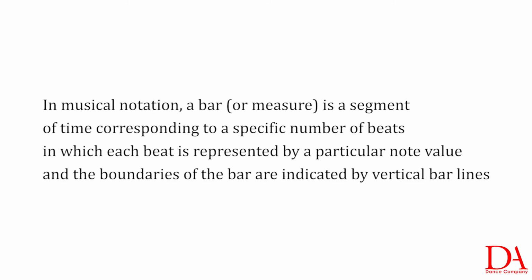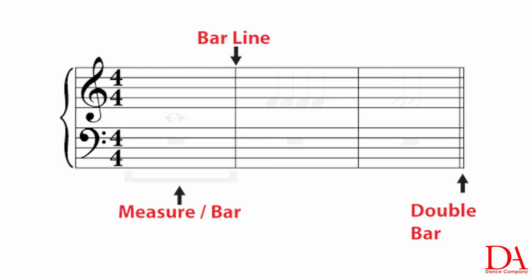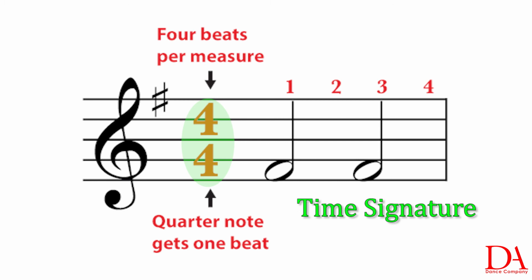Now let's get to bars or measures. In musical notation, a bar or measure is a segment of time corresponding to a specific number of beats, in which each beat is represented by a particular note value and the boundaries of the bar are indicated by vertical bar lines. What this means is that the bar or the measure is telling us how to read what we see. The time signature is strongly related to the measure, to the bar, because it will tell us how many beats are to be contained in each measure and which note value is equivalent to 1 beat.